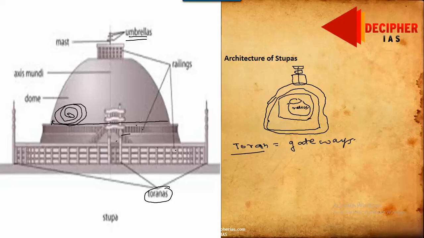For example, the stupa of Sanchi. Sanchi stupa in Madhya Pradesh, or the Piprahwa stupa in UP, which is the oldest one.